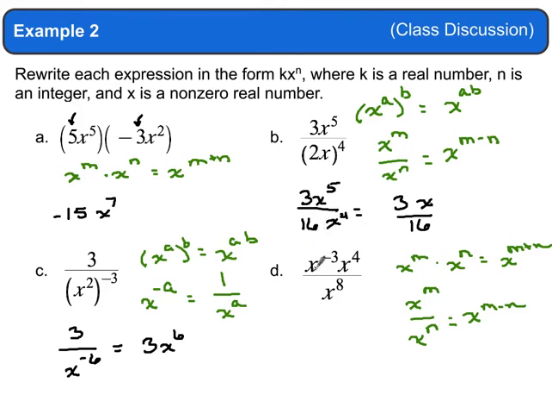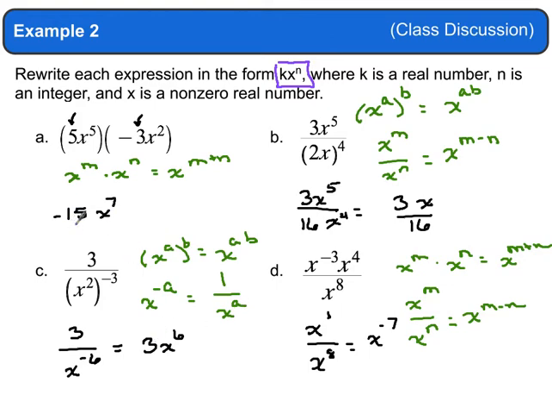So they say negative 3 plus 4, that's going to be x to the first power. And then I've got x to the 8th in the denominator. And so 1 minus 8 is x to the negative 7th power. Right, so we're going to leave it at that because in our instructions it said to write everything in the form of k x to the n. And so we can see that idea in each one.